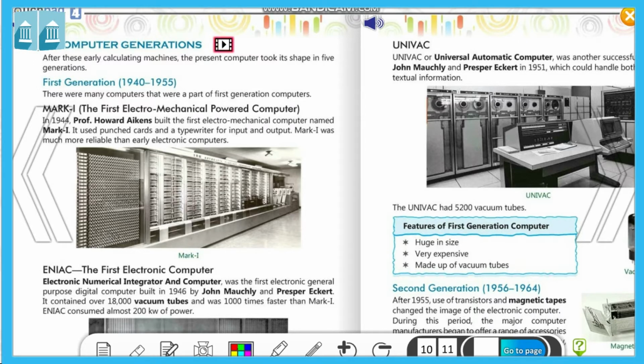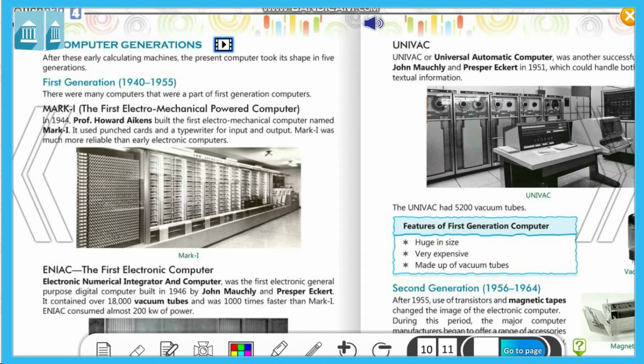So, first generation. The computers of the first generation were between which years? 1940 to 1955. There are many computers that were a part of the first generation. One of them taken here is Mark 1, the first electromechanical powered computer. So the first computer of the first generation was Mark 1.